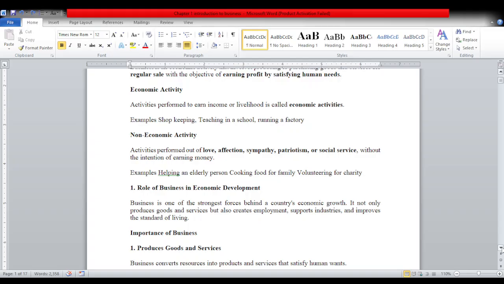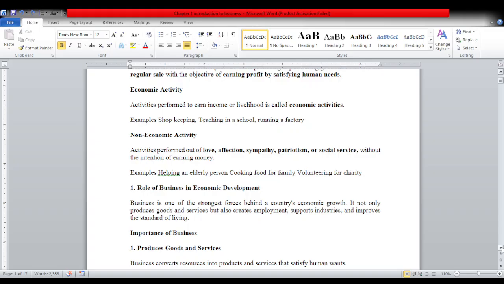So this is how non-economic activities work when they are done for the society, for the people who are not well settled, who do not have food, shelter, and clothes facilities. So these activities are for them, which is basically helping activities. For example, helping elderly persons, cooking food for a family, volunteering for charity. So these are non-economic activities.